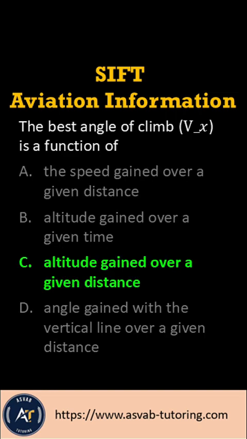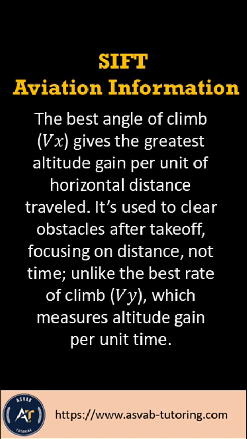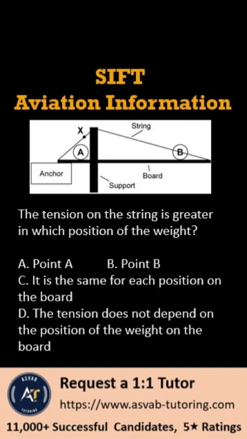The answer is C. The best angle of climb, Vx, gives the greatest altitude gain per unit of horizontal distance traveled. It's used to clear obstacles after takeoff, focusing on distance, not time. Unlike the best rate of climb, Vy, which measures altitude gain per unit time.